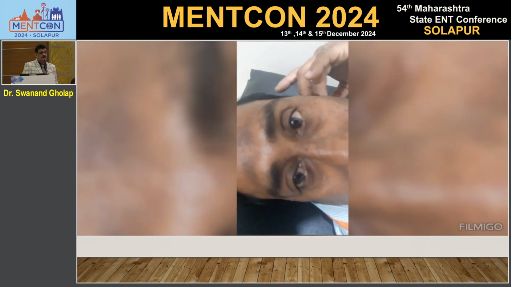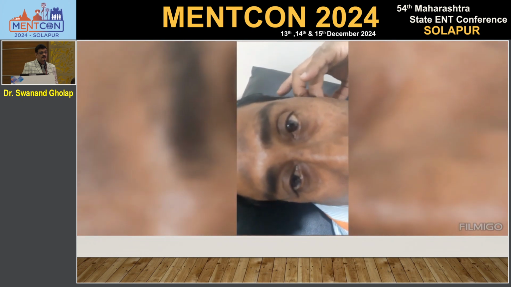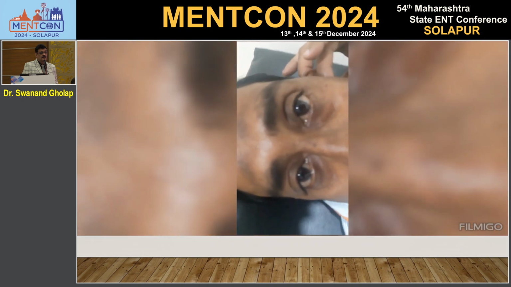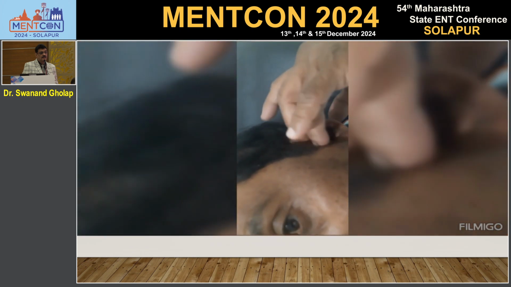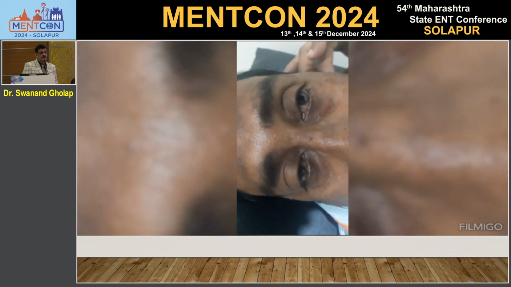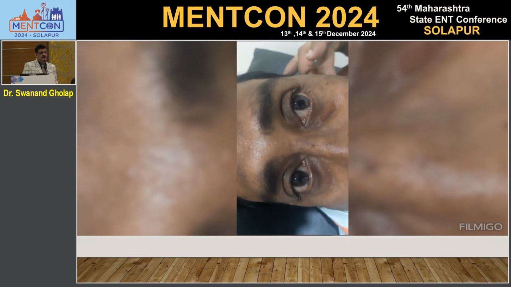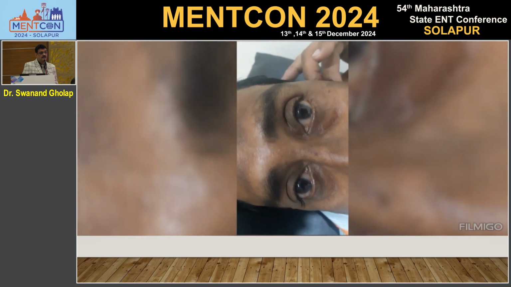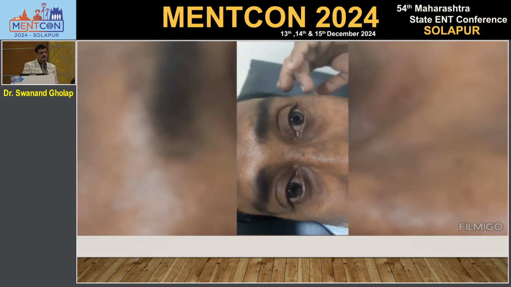See, this was a classical positive fistula test. When the patient is pressing on the tragus, you are getting nystagmus. Okay, and this patient was operated 20 years back, and since around 2 to 3 years, he is getting such symptoms with pressure on the pinna.